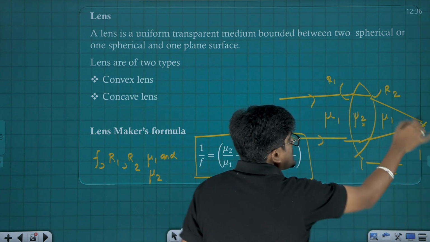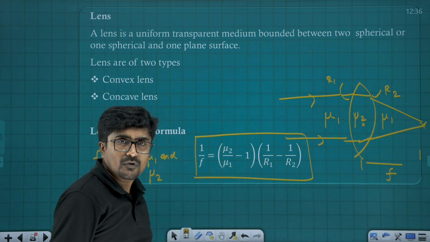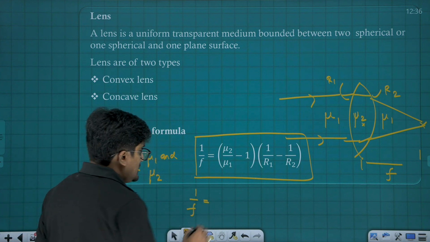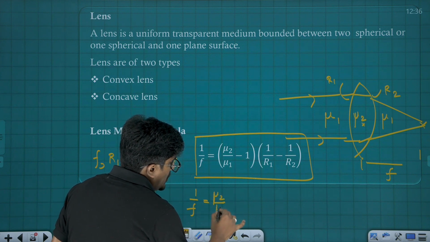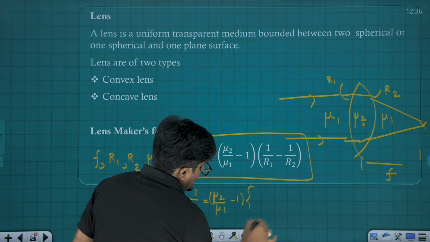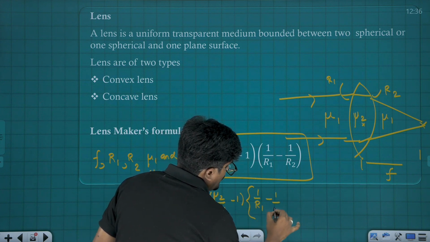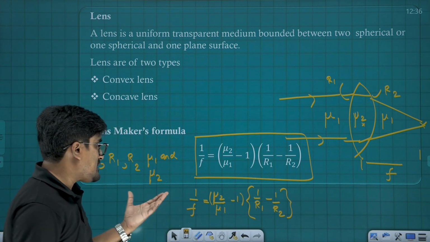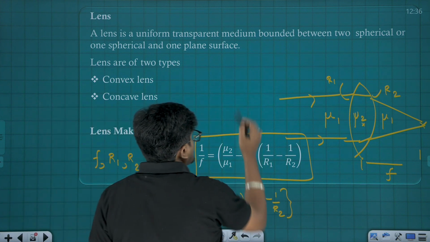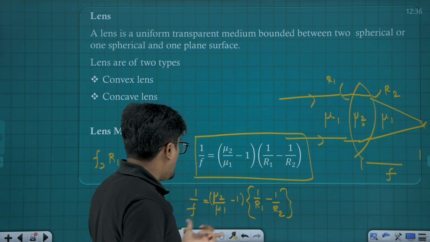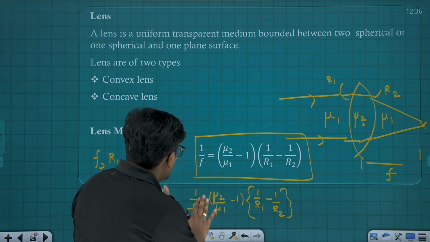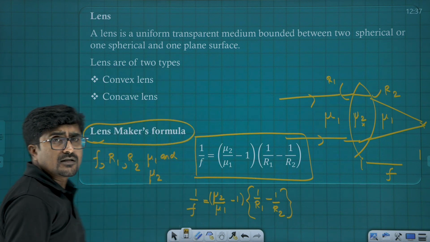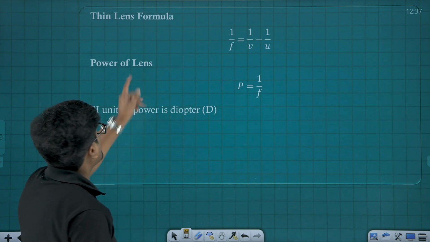So the distance from the optical center to that point is f, the focal length. So 1 by f is equal to (mu2 divided by mu1 minus 1) into (1 divided by r1 minus 1 by r2). This is a very helpful formula. This can be applied in any case, for example plano concave, plano convex, all types of lenses. This is the standard equation, and that's what we call the Lensmaker's formula.